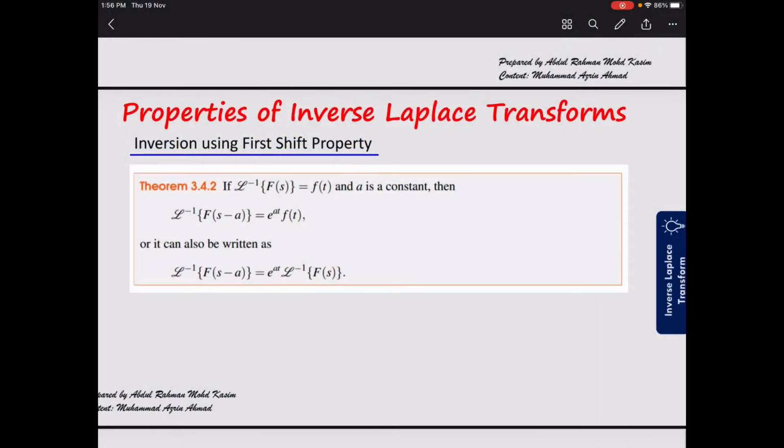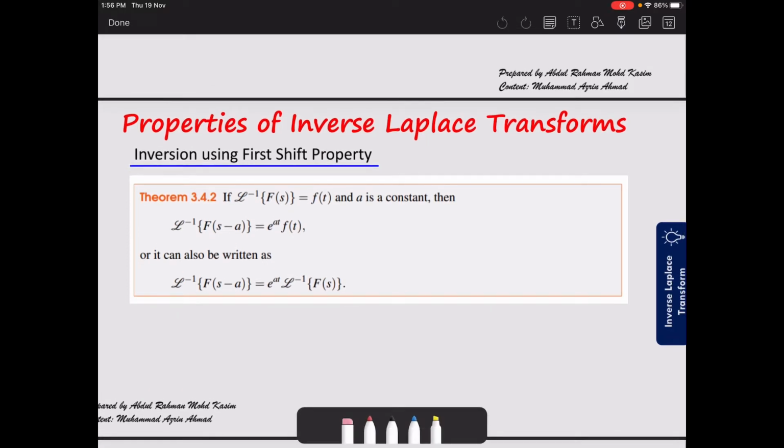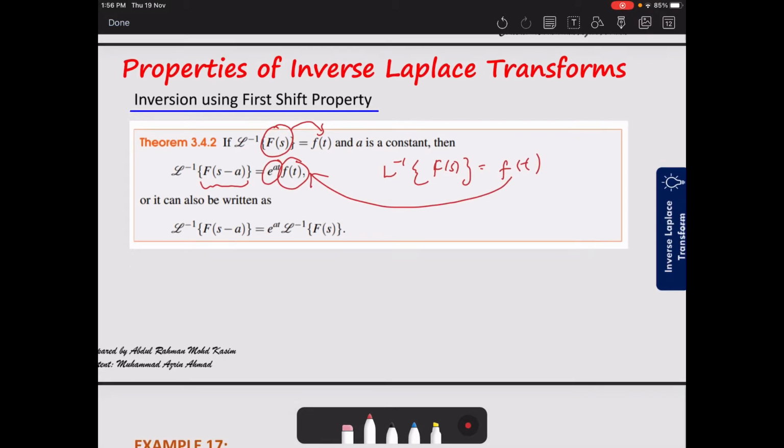Dear student, now let's proceed to inversion using the first shift property. Basically, if you have the function F(s) and you inverse Laplace that function, you will get the function in terms of f(t). But if you have the function in terms of s minus a, then you will have e to the power of at times f(t). So how to get f(t)? You need to inverse the F(s) over here to get the f(t) over here. So basically it's the reverse of the first shift theorem in a Laplace transformation.